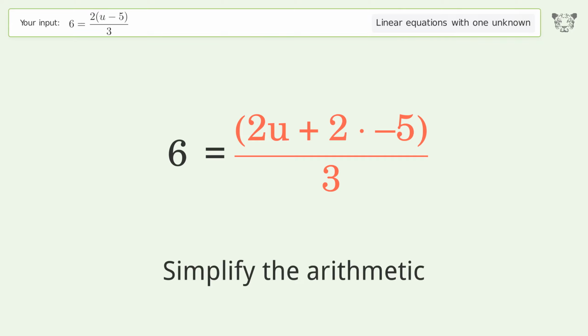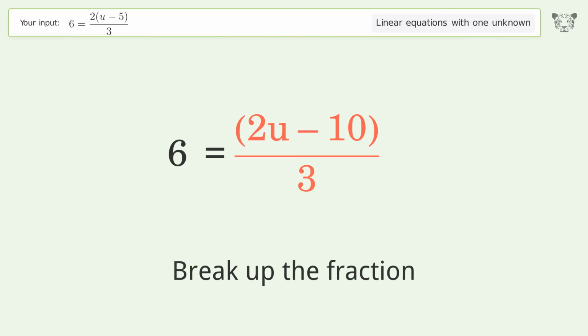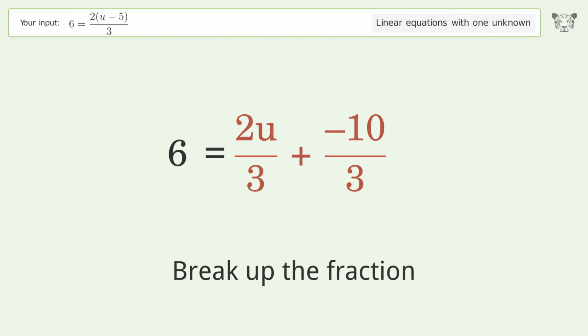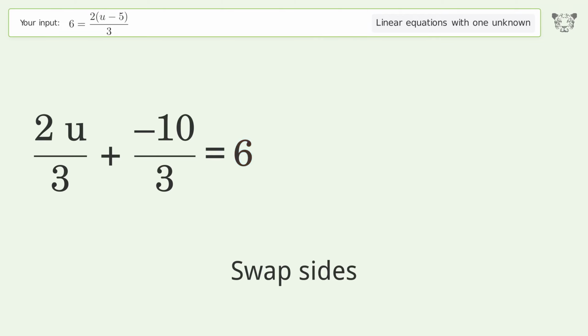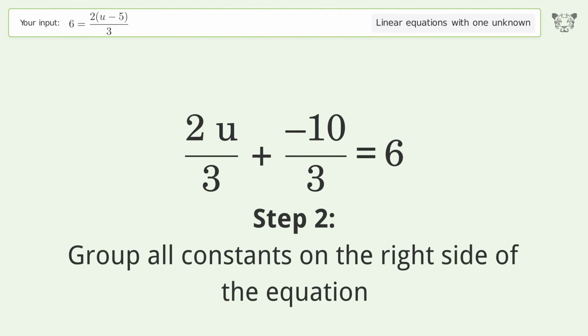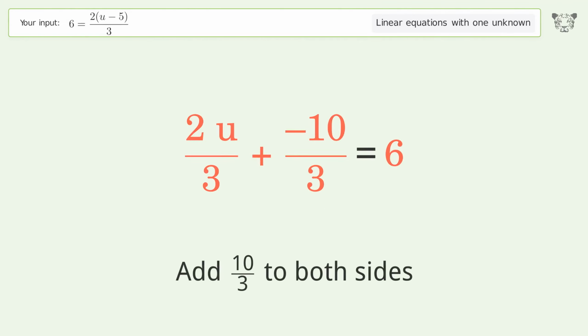Simplify the arithmetic. Break up the fraction. Swap sides. Group all constants on the right side of the equation. Add 10/3 to both sides.